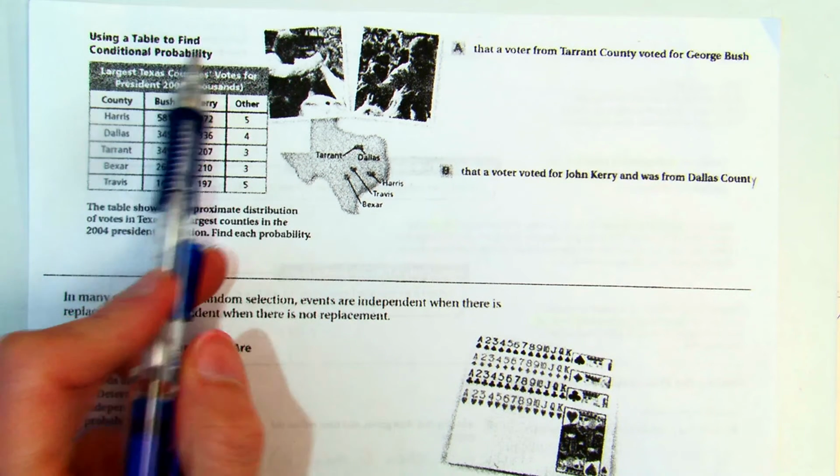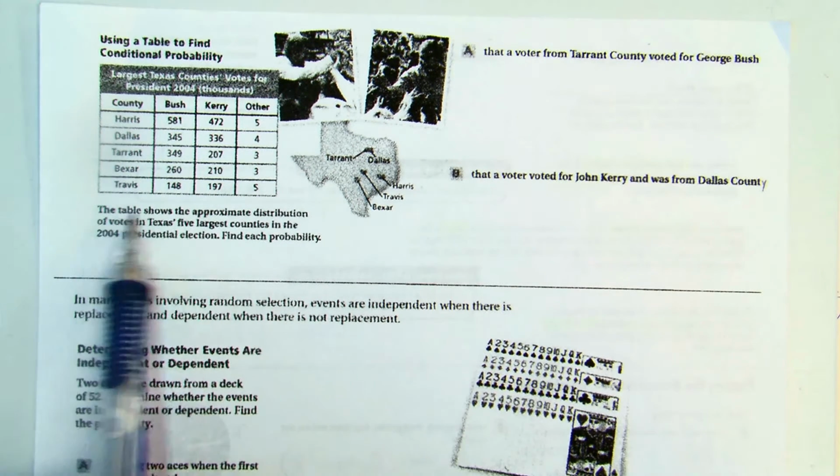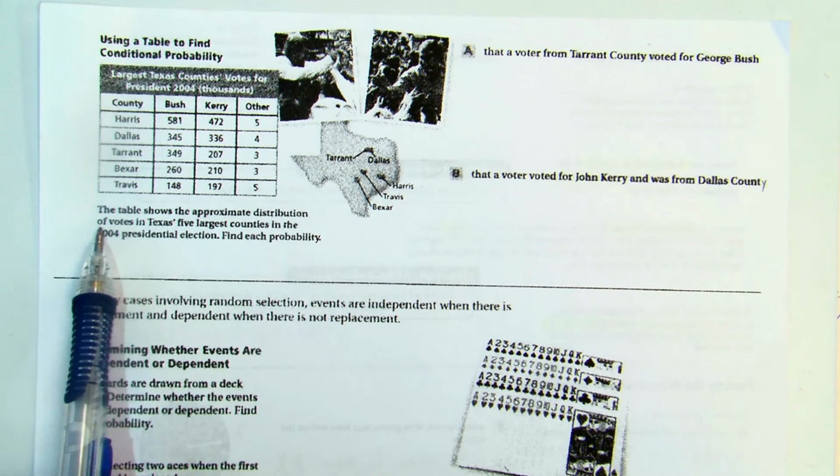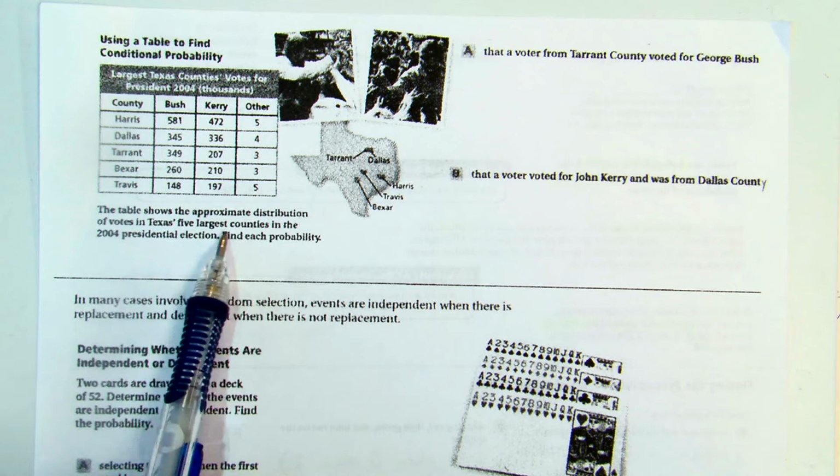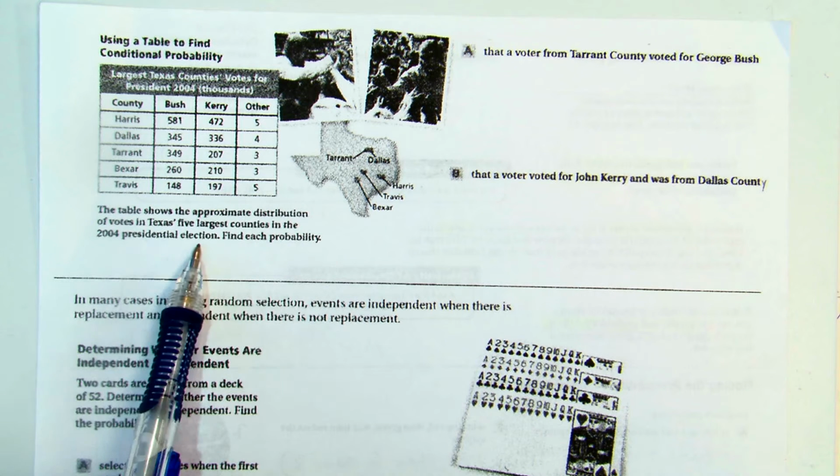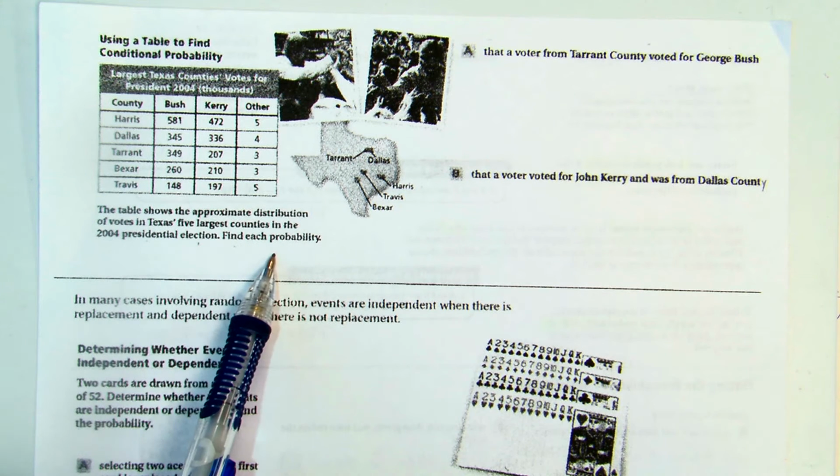In this example, it says using a table to find conditional probability. So what we have in this table right here, it says the table shows the approximate distribution of votes in Texas' 5 largest counties in the 2004 presidential election. We want to find each probability.